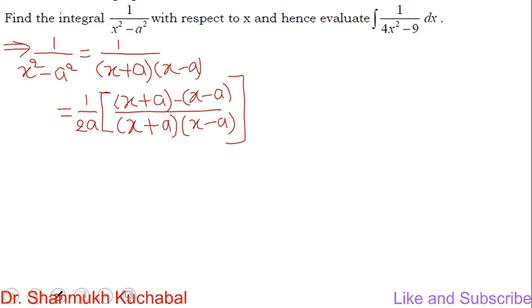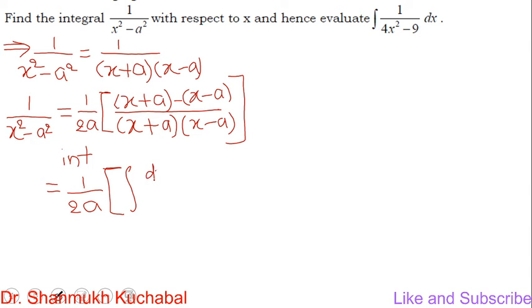Then we have to take the integral on both sides. X square minus a square, it is integrating. So on the RHS only I am taking the integral. So 1 upon 2a. We get integration, x plus a gets cancelled, so we get a dx divided by x minus a, minus 1. So x minus a gets cancelled, dx divided by x plus a we are going to get.